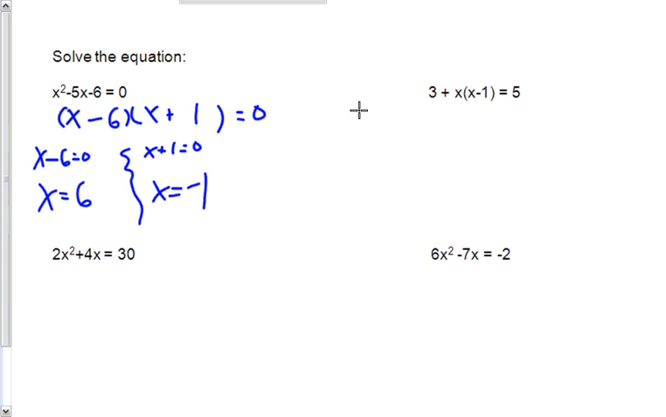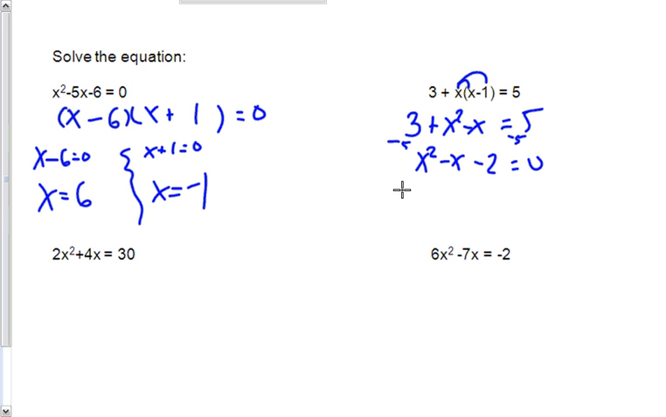Easy peasy. Over here, we're going to have to do some work before we have anything. We have to get rid of the parentheses, so we distribute. We get 3 plus x squared minus x, and that equals 5. I'm not done yet. I'm going to get everything over to the left side. I always like the x squared term first. So x squared minus x, and I subtract 5 from both sides. I get minus 2 equals 0. Now we factor.